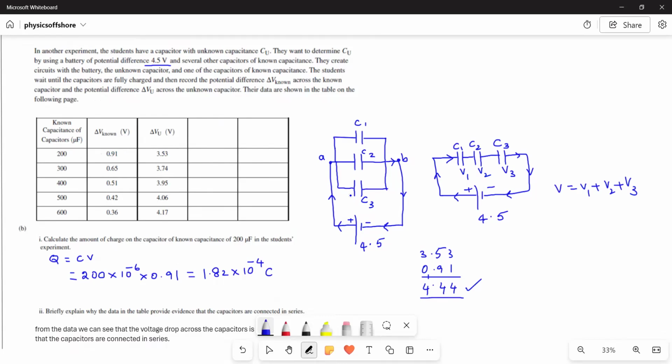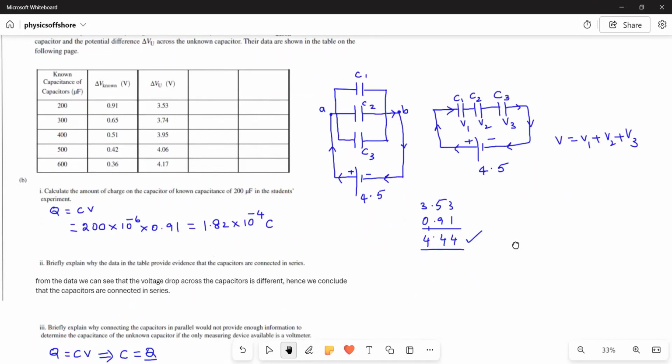Suppose they are in parallel, the voltage will be the same. If it is a parallel connection, the voltage across the two points will be the same. But if they are in series, the voltage will be different, and the total voltage, the supply voltage, that means V1 plus V2 plus V3 must be equal to the supply voltage. So therefore, we conclude that they are connected in series.